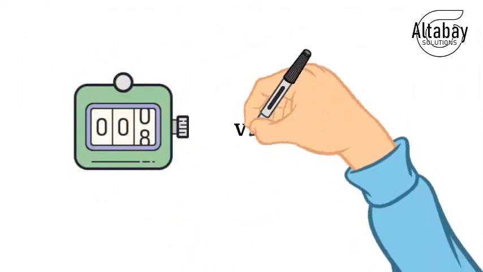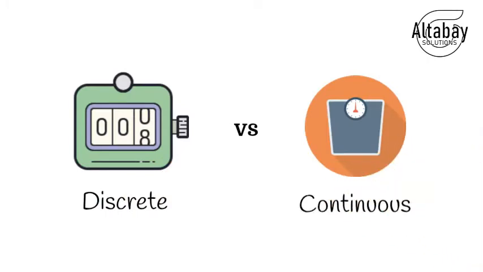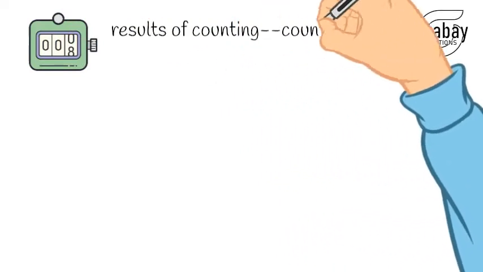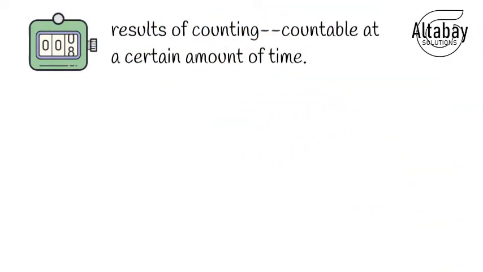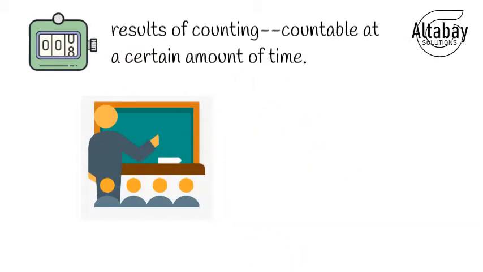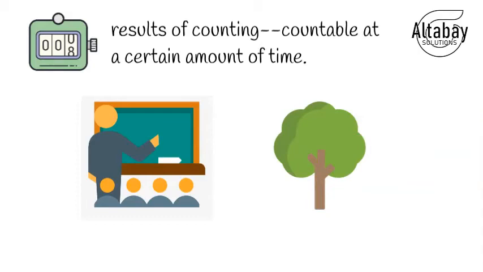First, let's talk about the two types of numeric variables, the discrete and continuous variable. Discrete variables are basically results of counting, which means they are also countable at a certain amount of time. For example, the number of students in a class or the number of leaves on a tree. It may take a long time to count, but it's still technically countable.